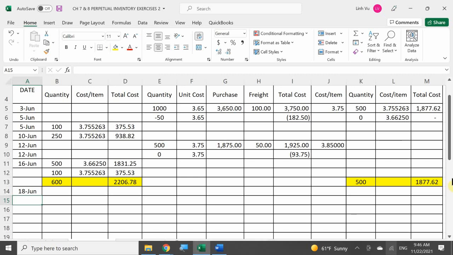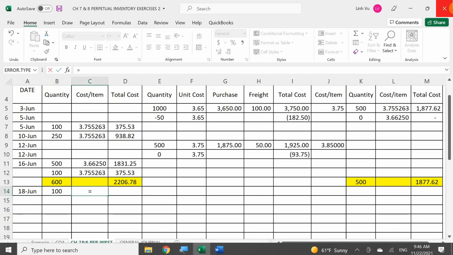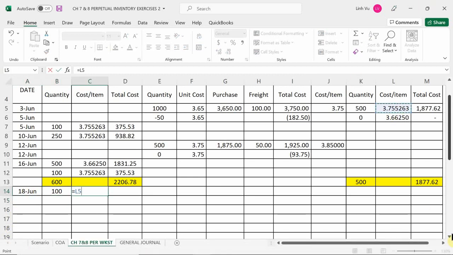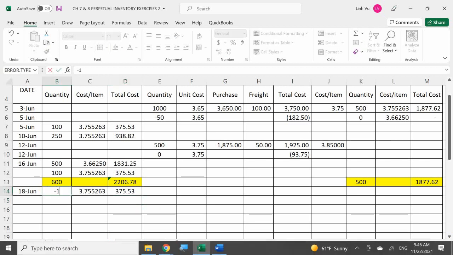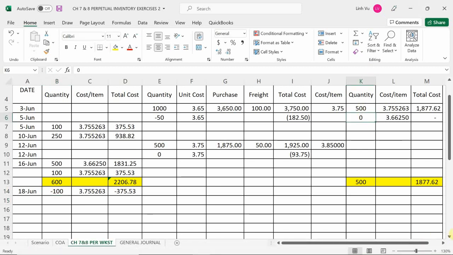So in this case, I'm going to reverse my 100 items at the cost of the 375. So that's going to give me the refund for the 375.53, and that's going to put that money back. Now this is supposed to be negative, excuse me, negative 100. So that's going to add this amount back into here. So now I'm back at 600 for this account.